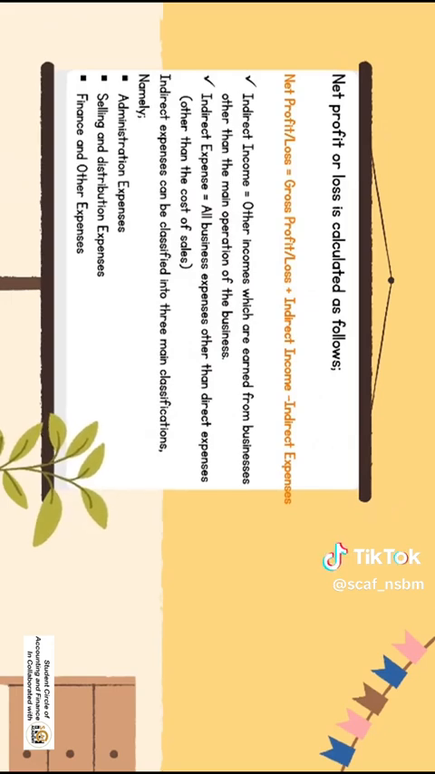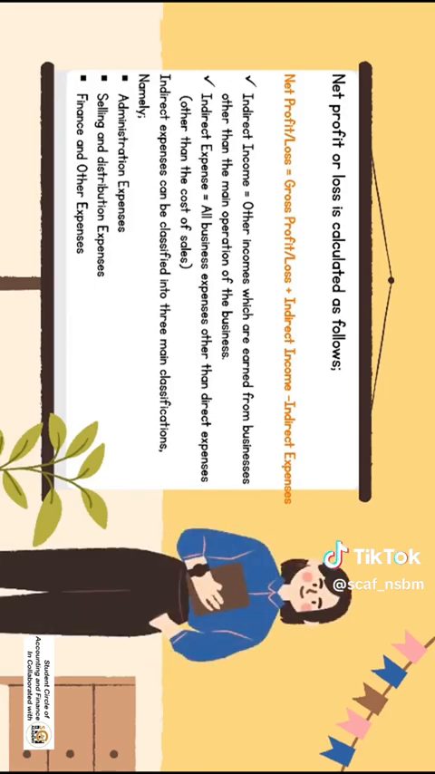Net profit or loss is calculated as follows. Net profit or loss equals gross profit or loss plus indirect income minus indirect expenses. Indirect income means other incomes which are earned from businesses other than the main operation of the business. Indirect expenses mean all the business expenses other than direct expenses.